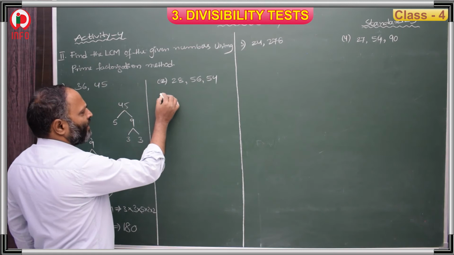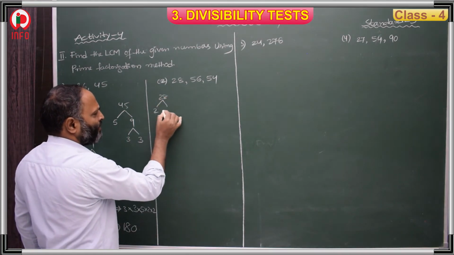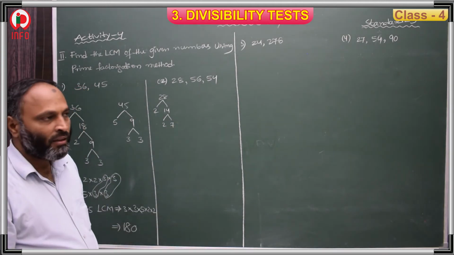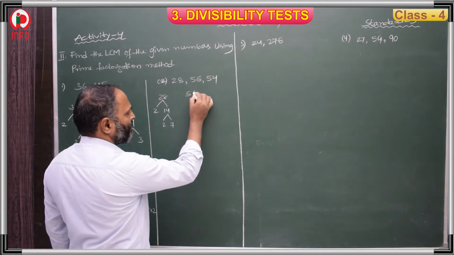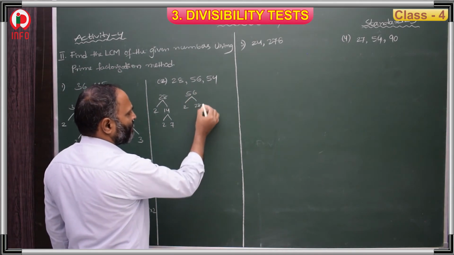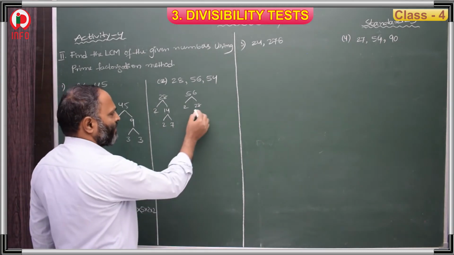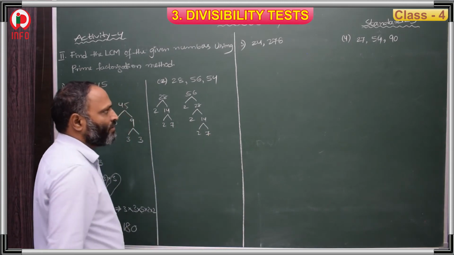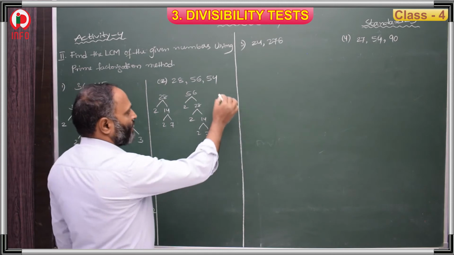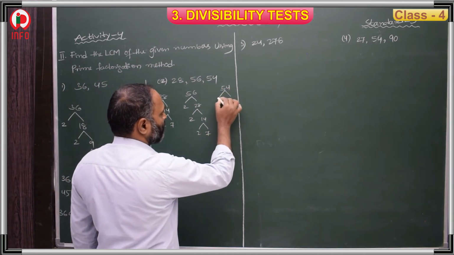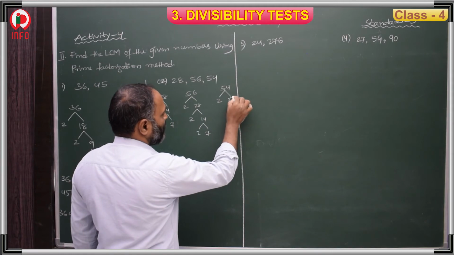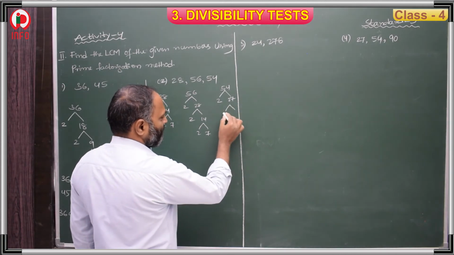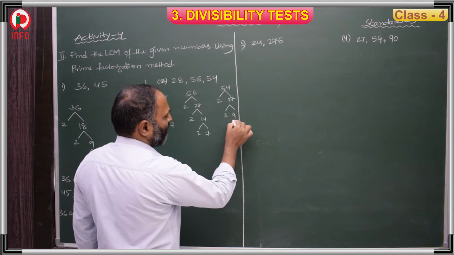Then in the second question, 28: 2 14s are 28, and 2 7s are 14. Next 56: 2 28s are 56, again 28 means 2 14s, and 14 means 2 7s. After that 54: 2 27s are 54, then 3 9s are 27, and 3 3s are 9.